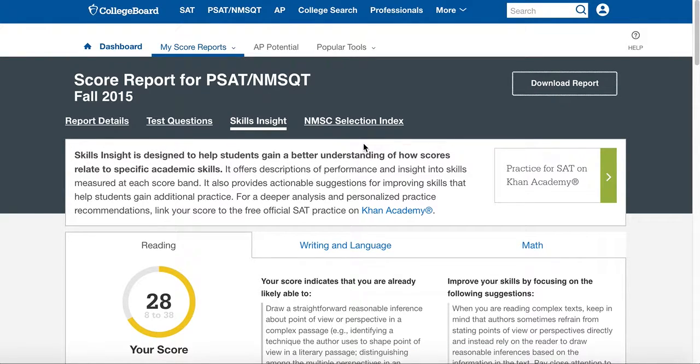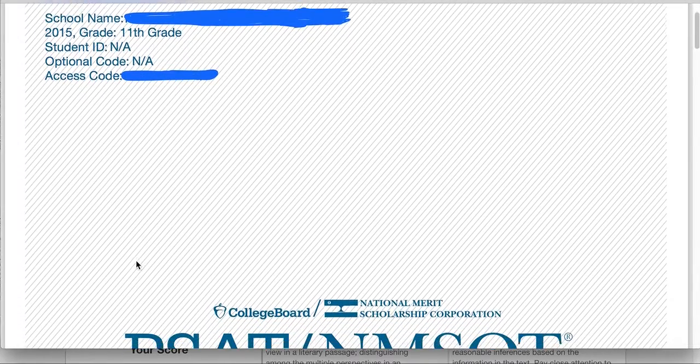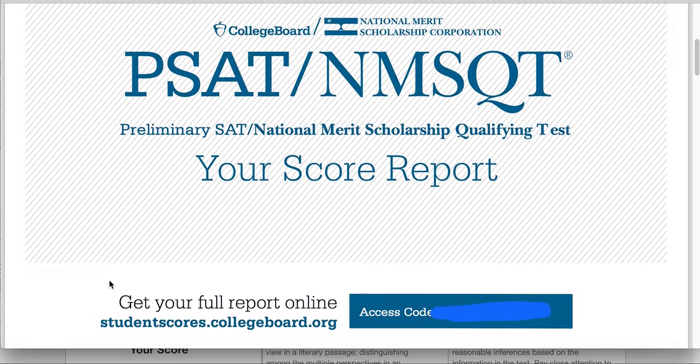You should download that report to see all this information in one place by clicking Download Report at the top right here. Let's take a look at what this full report would look like. So in that report, you'll be able to find all the information that you would have in those other screens, but in a PDF file.